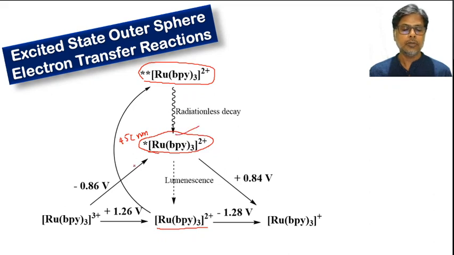What's happening during the excitation is that an electron from ruthenium is promoted to the antibonding orbital of one of the bipyridine pi systems.